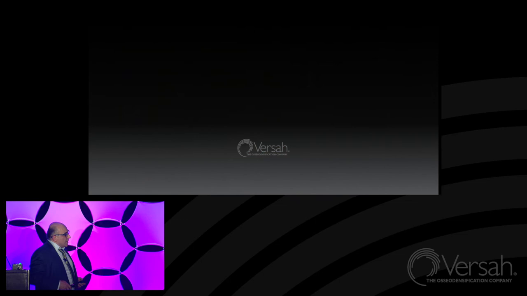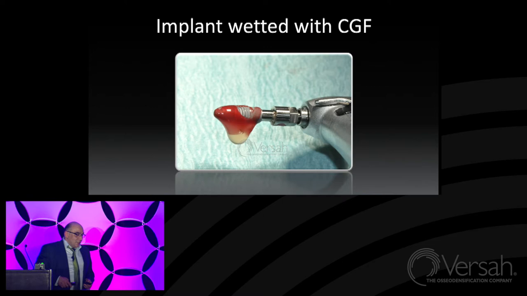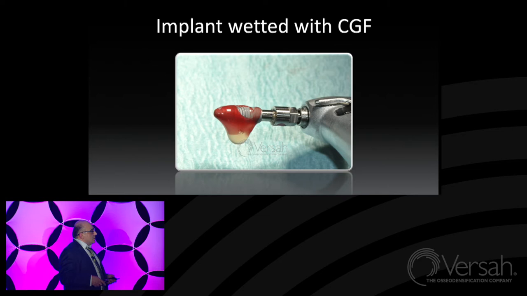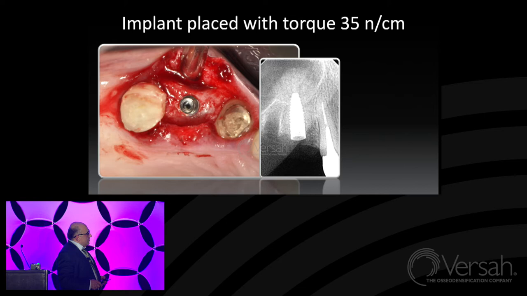And then, look at this. We take our implants, wetting them with CGF. I don't know whether it works or not. At least I know that it doesn't prevent the integration of the implant, so I wet all my implants with CGF and place my implants. Here it is. We see the augmented sinus and we see the implant placed in the zone of the first premolar.